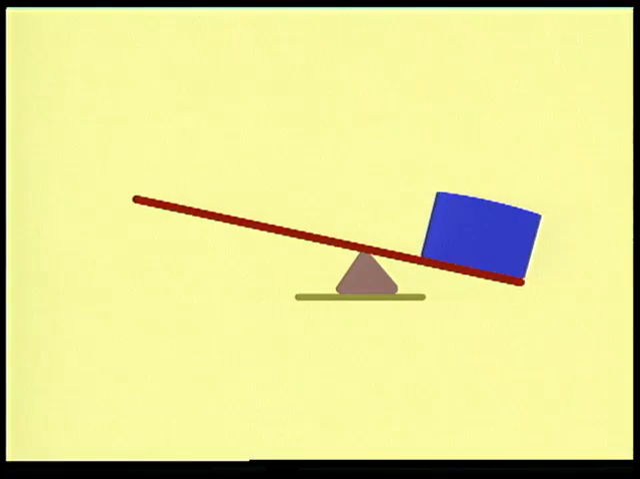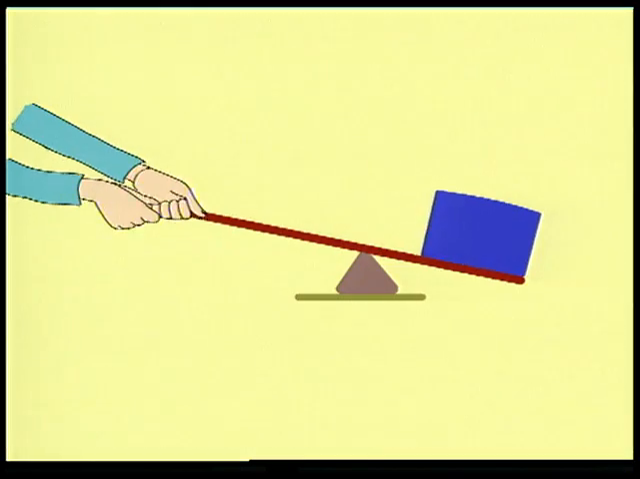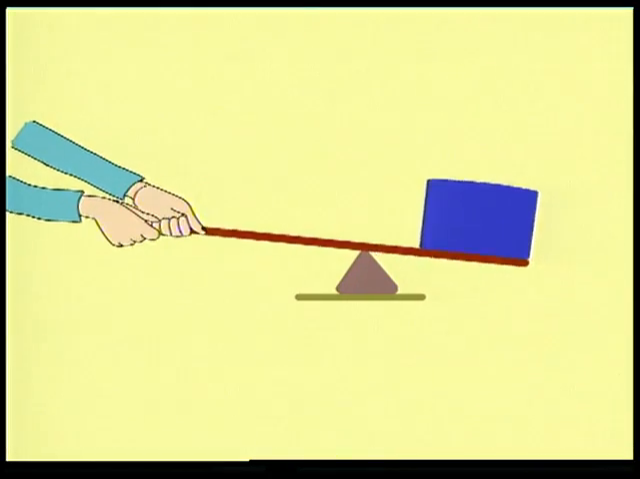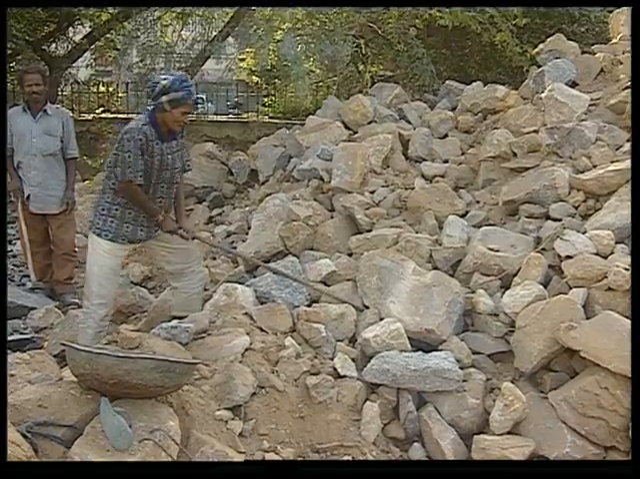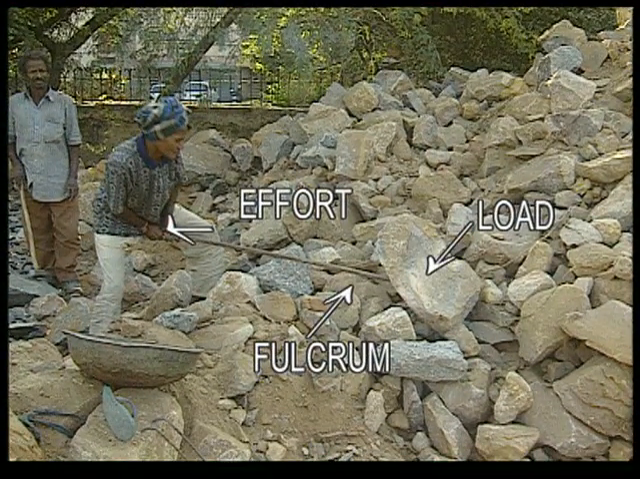A lever is a rigid body which is pivoted about an axis called the fulcrum. An effort is applied at one point to move the load applied at some other point. Using a crowbar, a heavy load positioned at one end is lifted by applying a downward push, the effort, at the other end. The crowbar is pivoted and moves about this pivot. The point is called the turning point or the fulcrum.